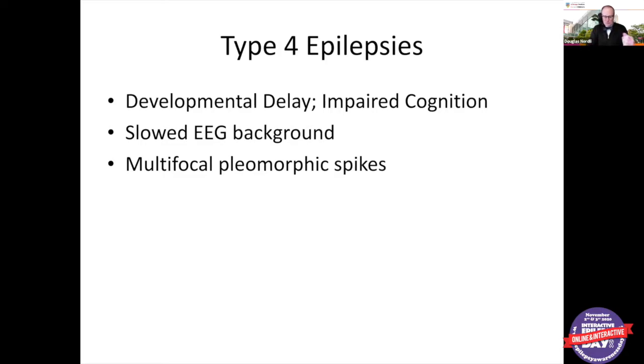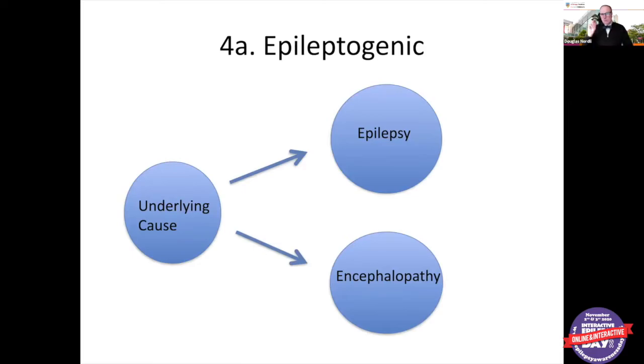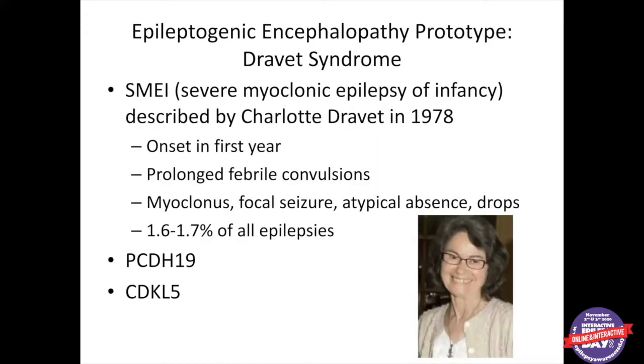And this comes in two flavors. The first, let's call it epileptogenic, where an underlying cause produces the epilepsy and brain dysfunction. Our word for brain dysfunction is encephalopathy. A classic example of this is Dravet syndrome. It used to be called severe myoclonic epilepsy of infancy, described by this absolutely brilliant woman, Charlotte Dravet.